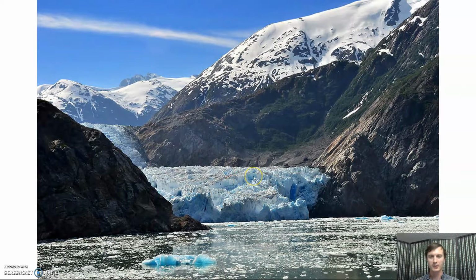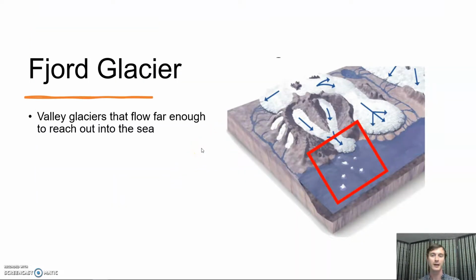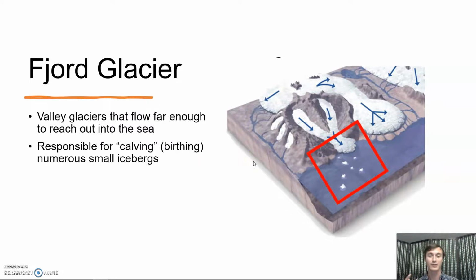Now, what might be going on here? Okay, well, we have our iceberg first. We can spot that. It looks like we have a body of water here. We have a valley with a glacier in it here, and right as it meets the water, it starts breaking off into icebergs, right? Call this calving. So this is going to be our fjord glacier. This is what happens whenever you have a valley glacier that flows so far that it actually reaches the sea. It's going to calve and produce numerous icebergs as well.